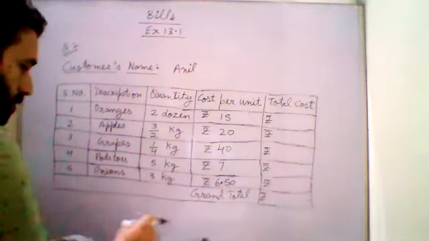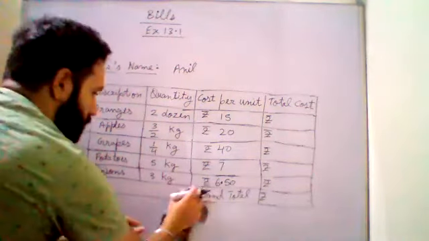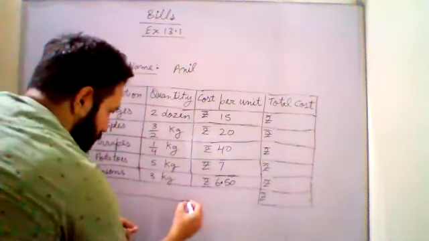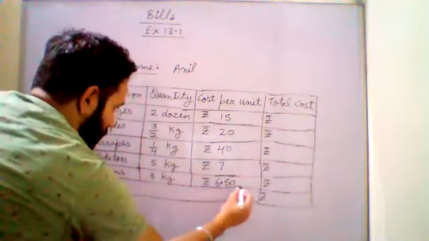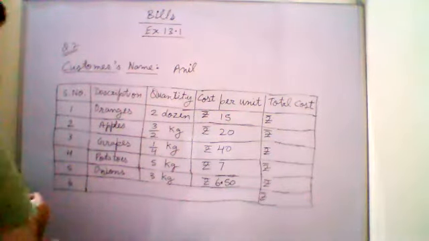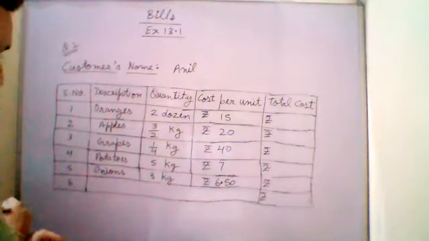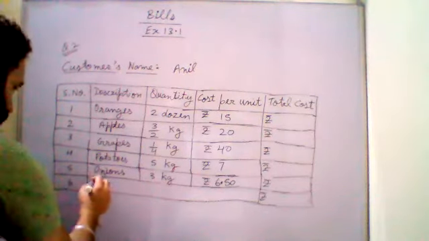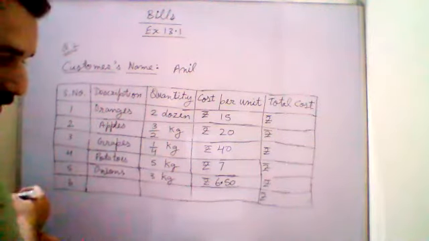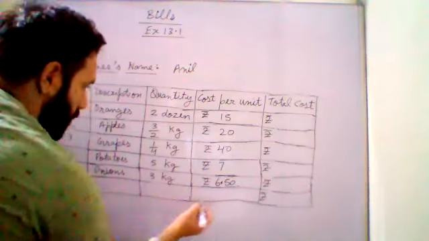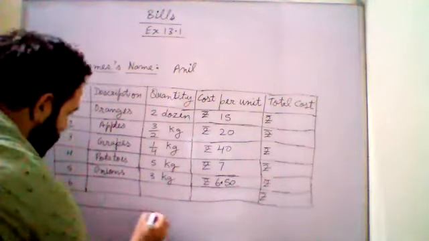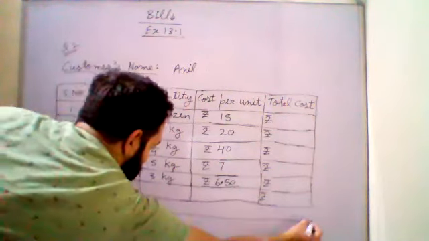One more thing is there. Tomatoes are also there, so this is not your grand total. After tomato there's cauliflower also. So another row you have to draw. The sixth item is tomatoes, and the seventh is cauliflower.